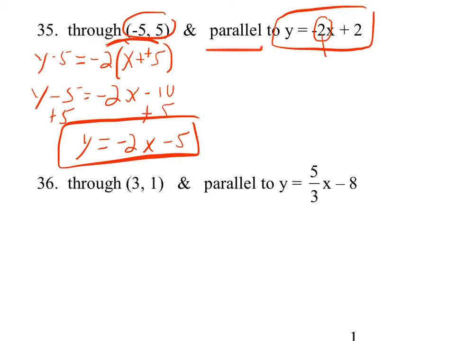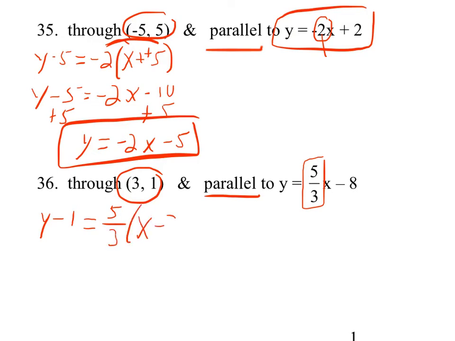And our last question, again we have a point, and we are parallel to this equation, which means all we care about is the slope. So y minus the y value, our slope is the same, and x minus the x value. We distribute that, and we get 5 thirds x.